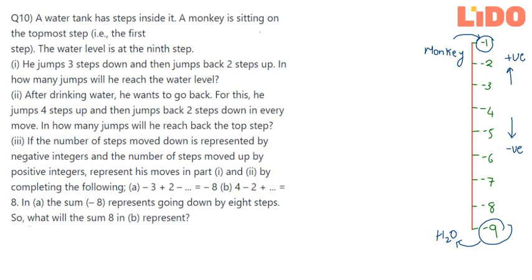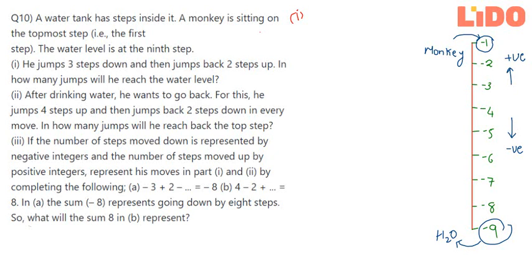Alright, so now we have understood the basics of the question. Now let's read the first subsection. He, which means the monkey, jumps 3 steps down and then jumps back 2 steps up. In how many steps will he reach the water level? So for the first subsection, we know that the monkey is at the -1 position and it wants to go to -9 position.